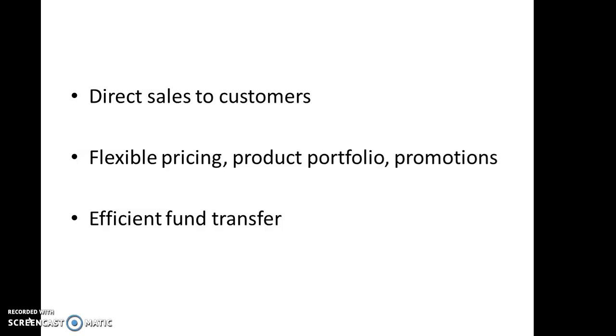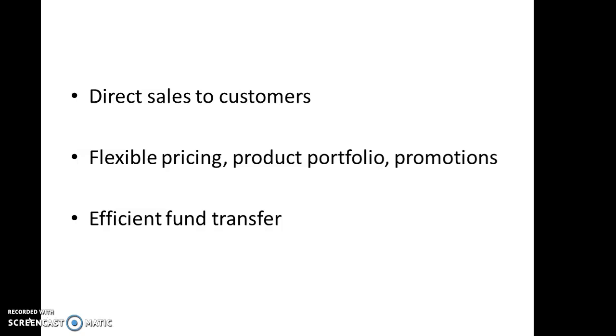So based on the demand for the particular product, they can go for flexible pricing. And also product portfolio means grouping the products based on different aspects, maybe based on customer demand or customer interest or purpose. So they can go for various price reductions or discounts. This is one way of promoting their products also. So this is very much possible in case of online sales.